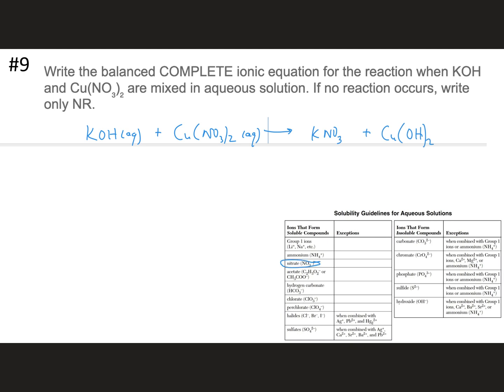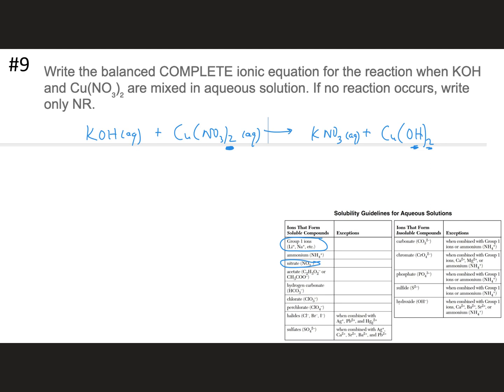Nitrate is always soluble. Group 1 metals are always soluble. So potassium nitrate is always soluble. Nitrate is a -1 charge each, so if I have 2 of those, copper needs to be 2 plus. Hydroxide is -1, so I need 2 of those to balance out the 2 plus on copper.